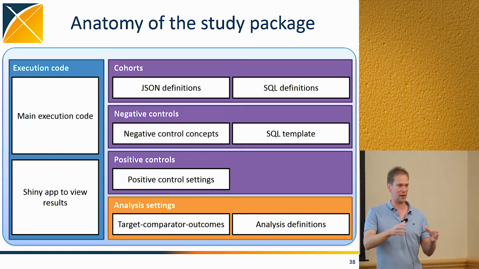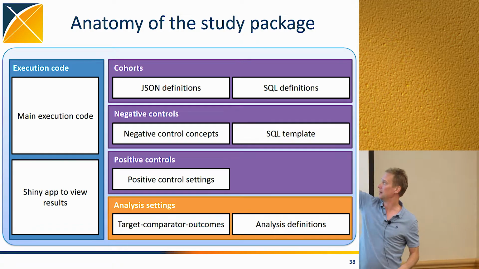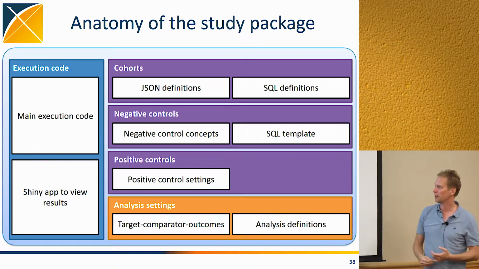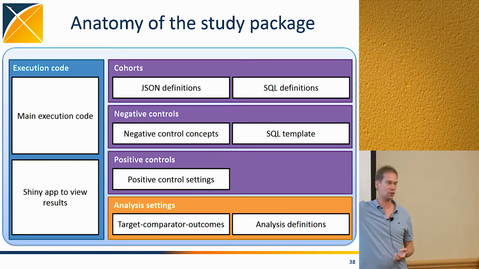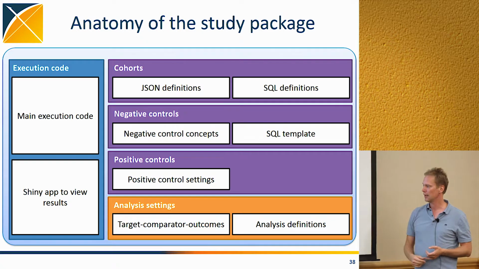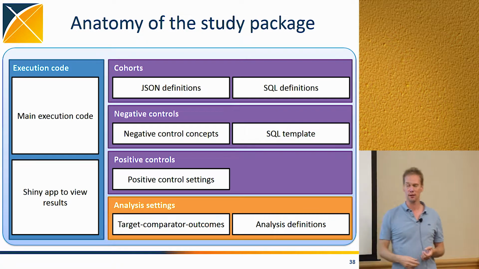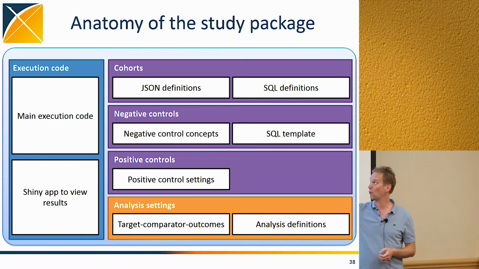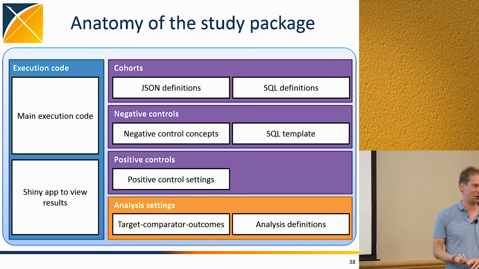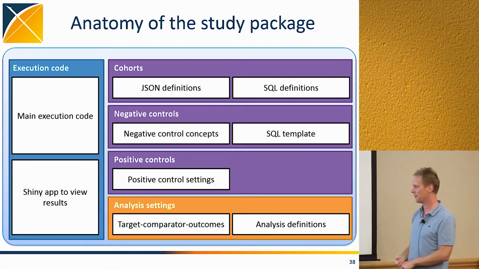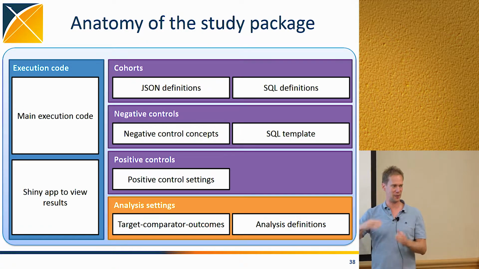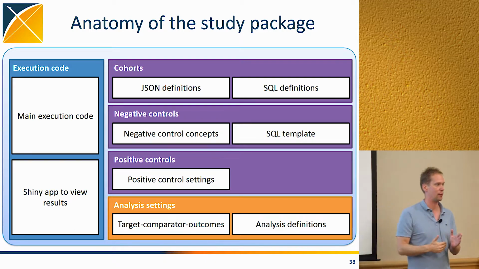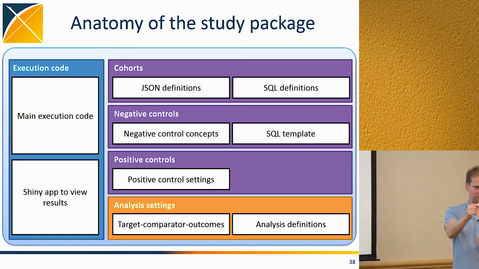If you specify negative controls, then inside the package you will find the negative control concepts, and as I said, you need some way to turn a concept into a cohort. That is a SQL template that will also be inside of the package. You define positive controls, and there are some settings for that. And then there are the analysis settings. So there's a definition of which of these cohorts that we just created is the T, the C, and the O, and which T's, C's, and O's we are actually going to be comparing. And then there are these analysis definitions, a list of the analysis objects that I referred to earlier. For every one of the functions that we want to call in sequence, it tells you which arguments should be used.